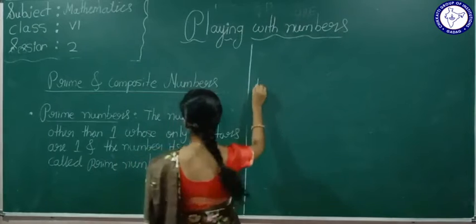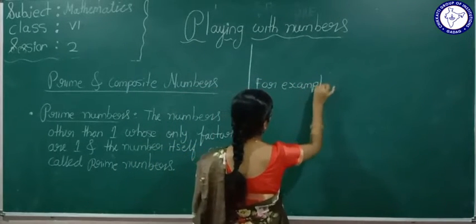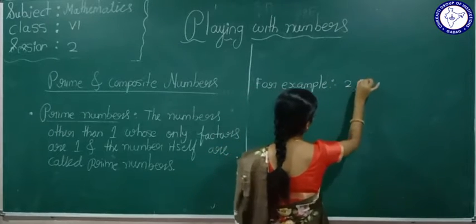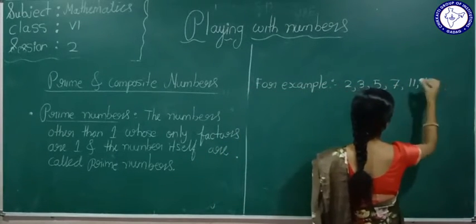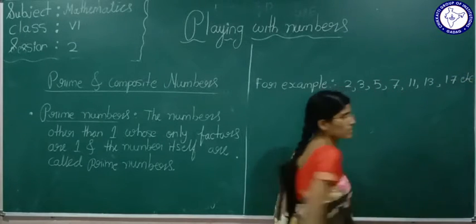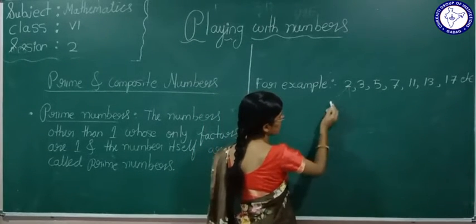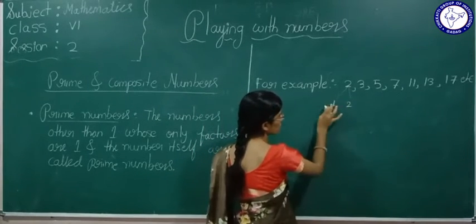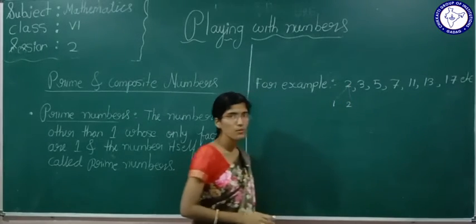Now see here, for this I will give an example. For example: 2, 3, 5, 7, 11, 13, 17, etc. See here, 2. What are the factors of 2? 1 and 2. Only 1 and 2 are the factors of 2. Therefore 2 is a prime number.